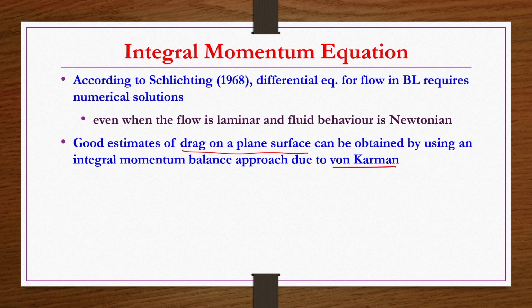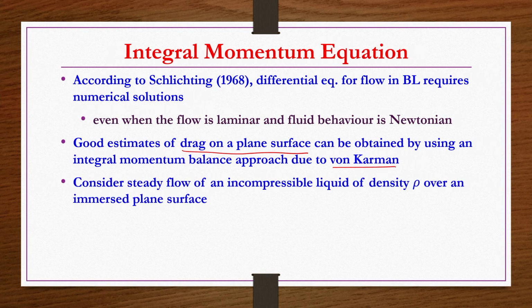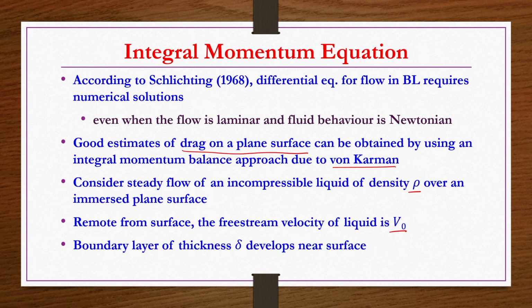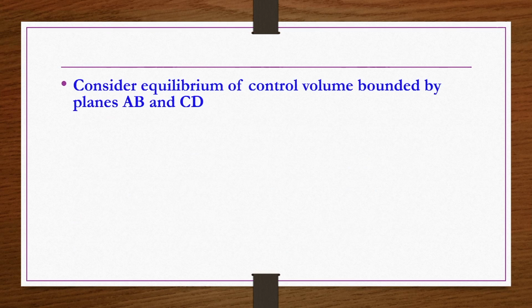Actually, if you wanted to find out the boundary layer thickness, there are different approaches. So, we are taking one of them, which is simpler and easier, straightforward to get, as you can realize in the next few slides or lectures. Consider steady flow of an incompressible liquid of density rho over an immersed plane surface. Remote from the surface, the free stream velocity of the liquid is V naught. Boundary layer thickness delta develops near the surface. The details are similar, but now we are going to develop the integral momentum equation, so we have written them again.